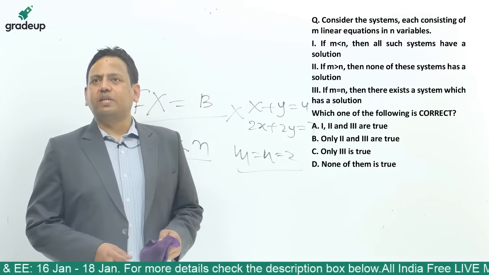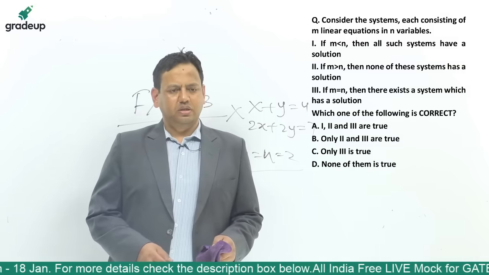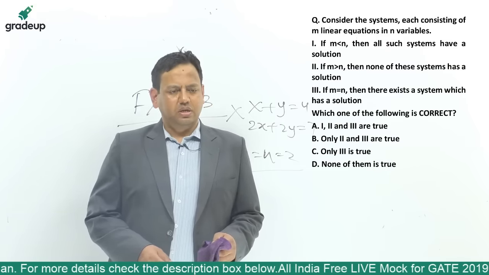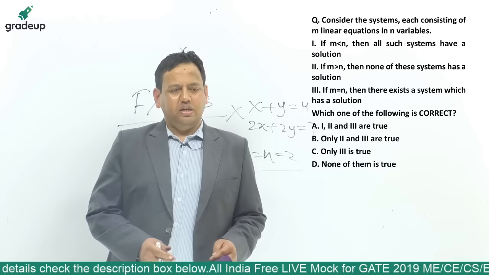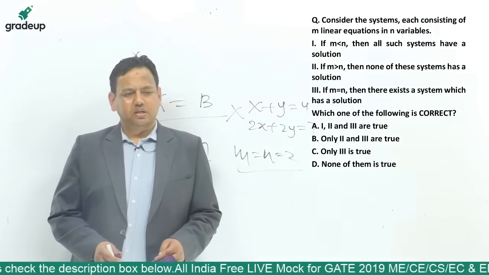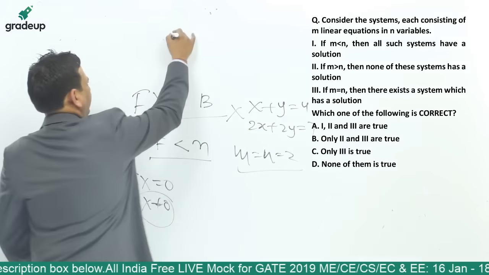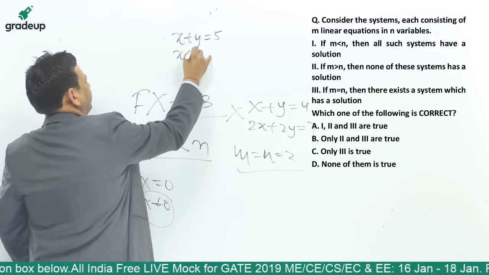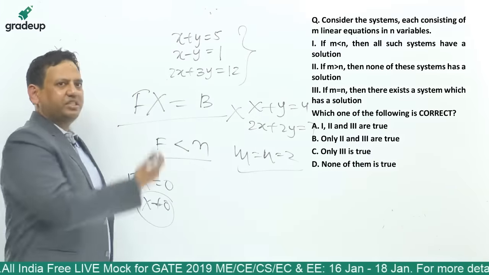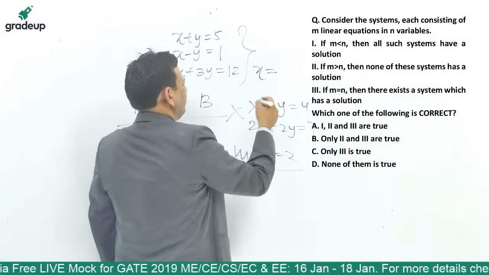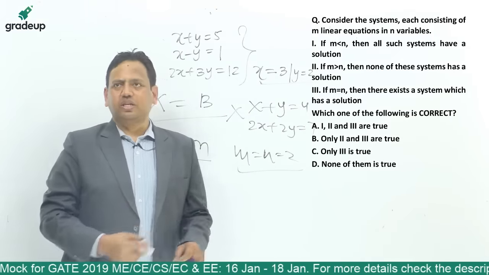If m is greater than... No, there is a system which has a solution. x plus y is equal to 5, x minus y is equal to 1, 2x plus 3y is equal to 12. So this system has a solution. Write down x is equal to 3 and y equal to 2. This is the solution of the system. None means there are no solutions. Again it is wrong.